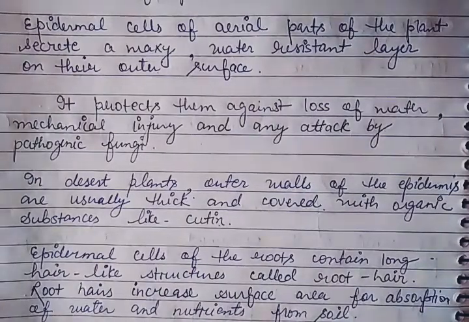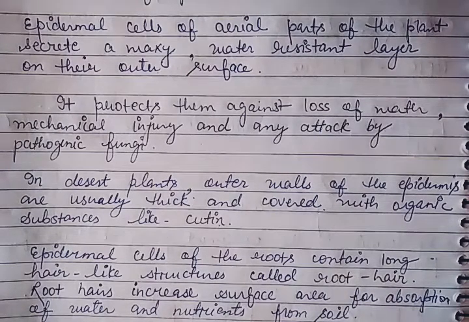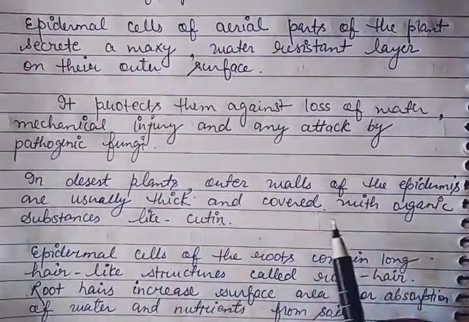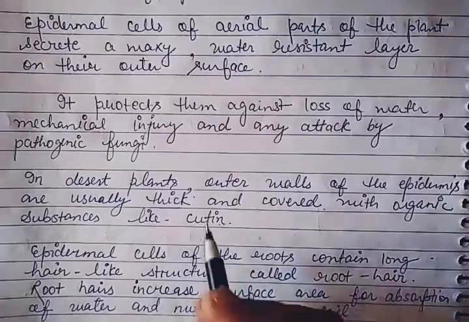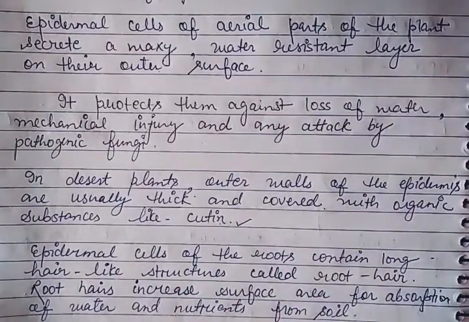Because the plants that are found in the desert need to save water, the wall of the epidermis in those plants is usually thick and covered with organic substances like cutin, which makes a barrier and prevents water loss.